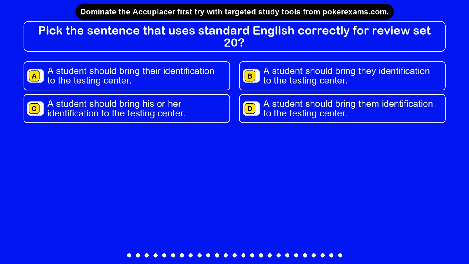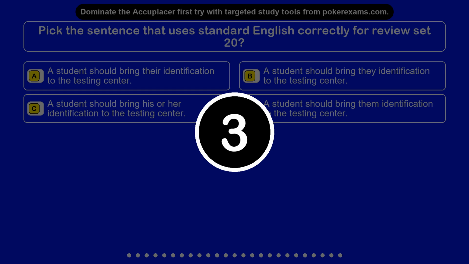Question 20. Pick the sentence that uses standard English correctly for review set 20. Option A. A student should bring their identification to the testing center. Option B. A student should bring the identification to the testing center. Option C. A student should bring his or her identification to the testing center. Option D. A student should bring them identification to the testing center.